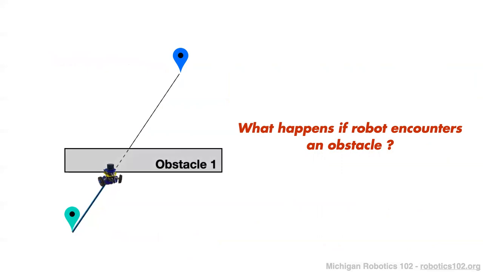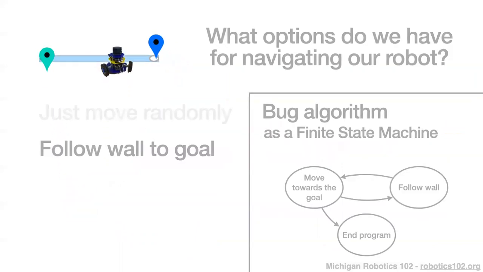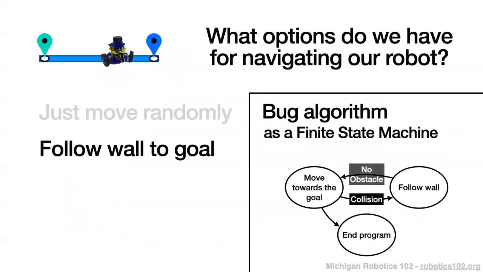What should our robot do now? If we implement a wall follower here, we're going to have what's called a bug algorithm. And we're representing this as a state machine that we're seeing right here.